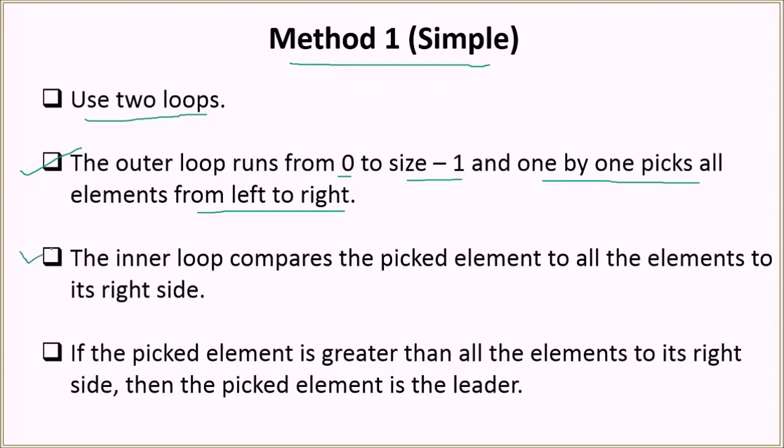Then in the inner loop, we compare the picked element in the outer loop to all the elements to its right side. If the picked element is greater than all the elements to its right side, then the picked element is a leader. If there is at least one element to its right side which is greater than the picked element, then it's not a leader.